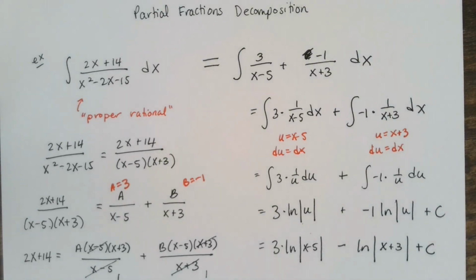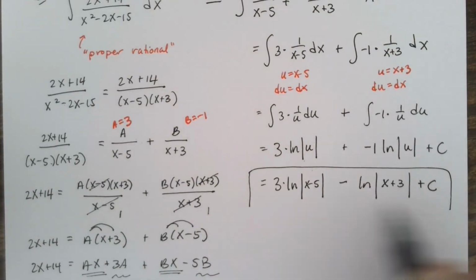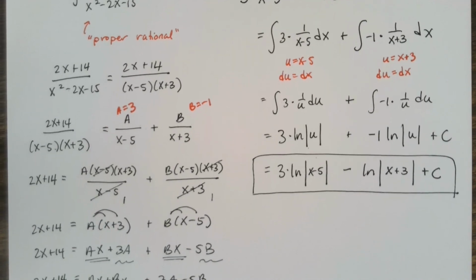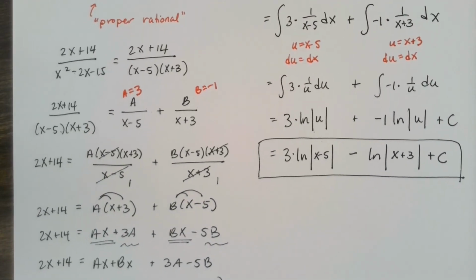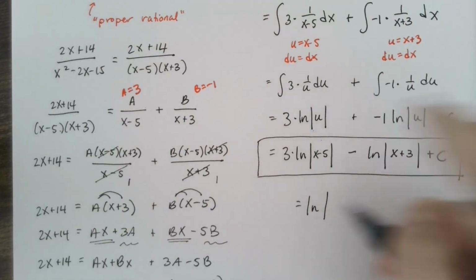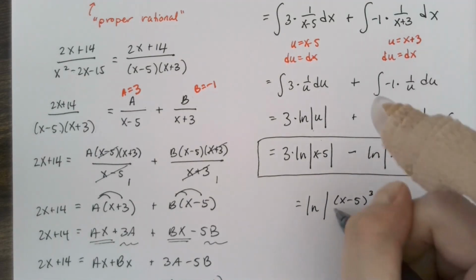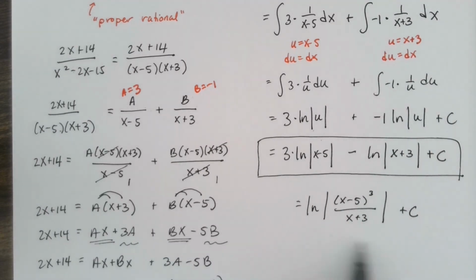Okay, so I could leave my final answer right here. It's a little crowded here, so we'll throw a box around it. This is a perfectly good final answer. If you want to be really crafty with your logarithm rules, hopefully you remember them from previous semesters, technically you could write this as the ln of the absolute value of (x minus 5) cubed over (x plus 3). So totally optional, more compact way to write that same answer.